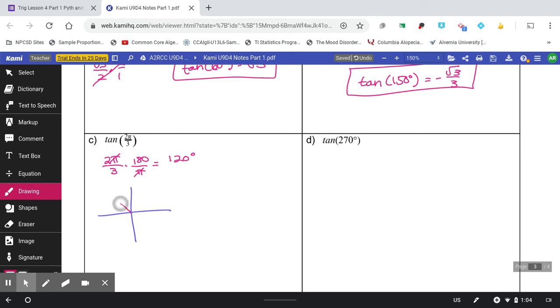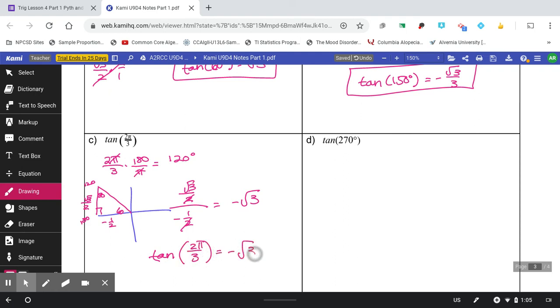So 120 is also in quadrant 2, but this time, since this is 120 and this is 180, my reference angle is 60 degrees. Okay, so here's my radical 3 over 2, and here's my negative 1/2. So it's equal to the opposite over the adjacent, or sine over cosine. And then the 2's are going to cancel out, and that's equal to negative square root 3. So the tangent of 2 pi over 3 equals negative square root 3.